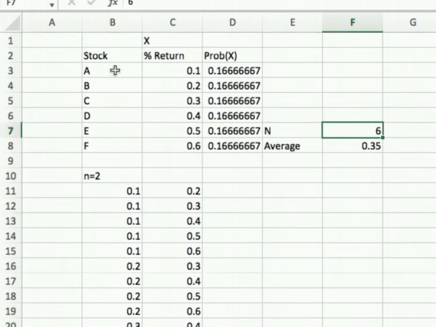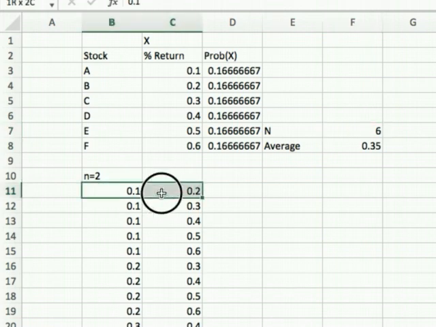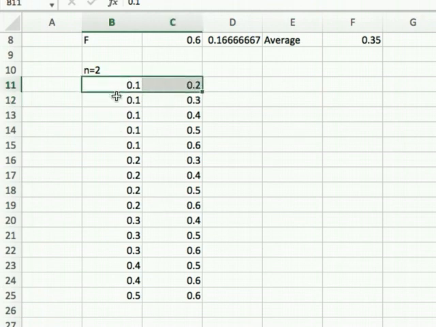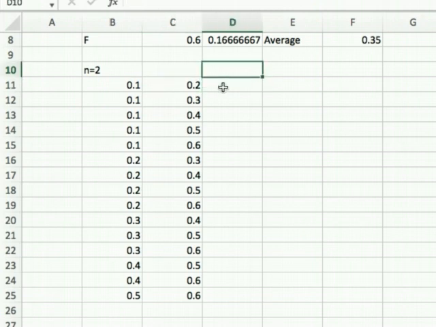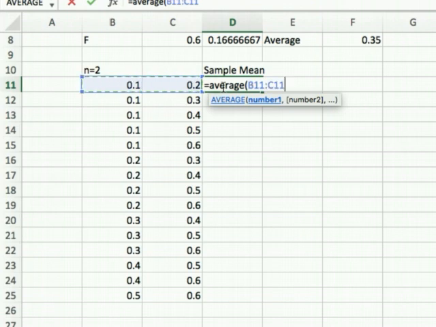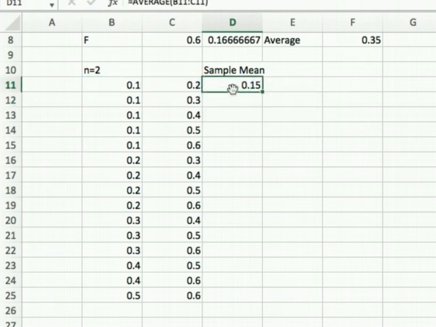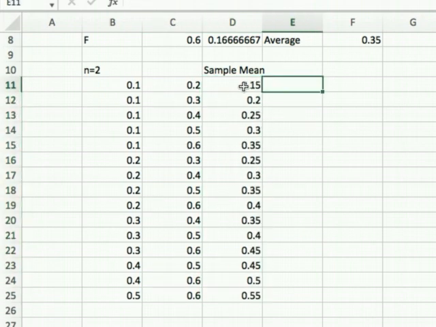So it's possible to get stocks A and B, and that's shown here, or I can also randomly select stocks A and C if I select 2 out of 6, and that's shown here. So each row here is one possible combination of 2 out of 6. And now I'll compute the sample mean of each of these combinations. So sample mean, or x bar, is just the average of the two. So for the first combination, my average is 15%. And then I'll do that for all the other combinations, and you will get here all possible sample means.